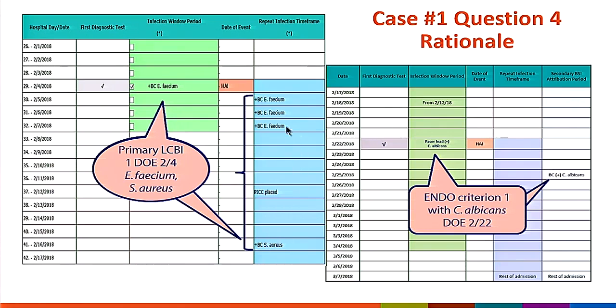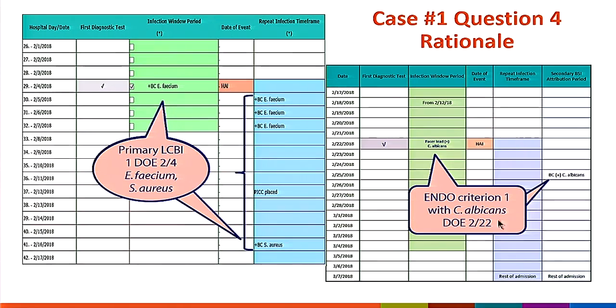You simply roll those up and consider this a primary LCBI with both E. faecium and Staph aureus, date of event 2-4. And in this case, because the culture wasn't collected until day 4 of hospitalization, this is categorized as a healthcare-associated BSI.